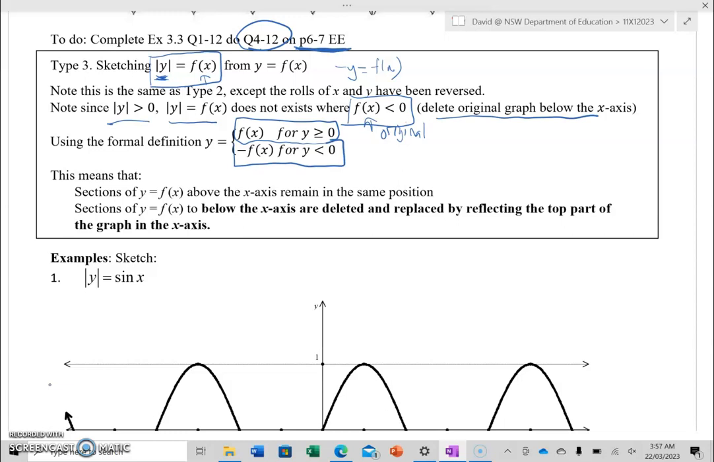The first bit of the piecewise function says that sections above the x-axis remain in the same position. And the second bit can be interpreted as sections below the x-axis get deleted. They're replaced by reflecting the top part of the graph in the x-axis.